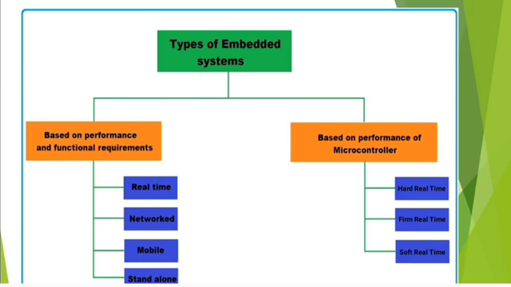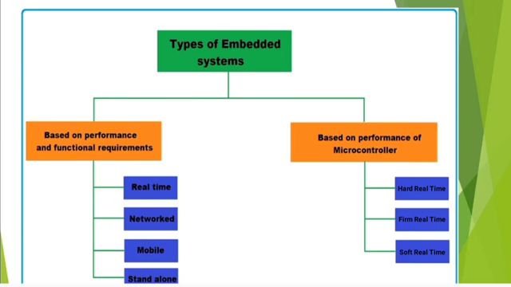Real-time embedded system. A real-time embedded system is an embedded system which is designed to take an action or decision within a specific amount of time. It is a time-bounded system. If time is not bounded, then there is a loss of human life or some other thing.